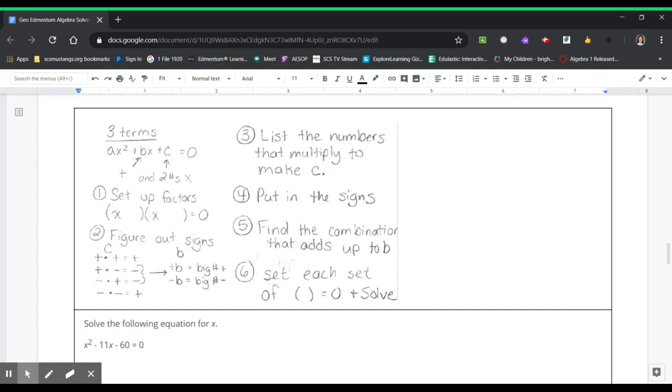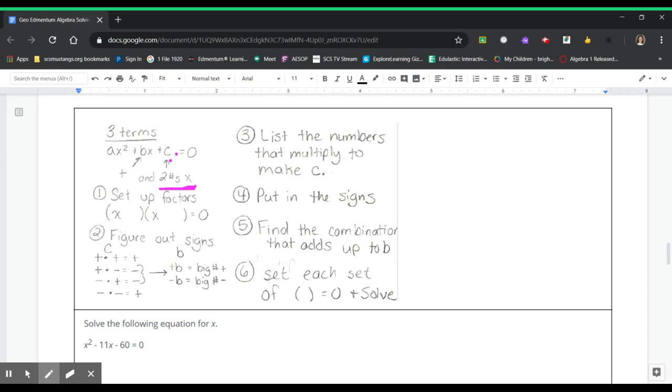So when we're looking at 3 terms and we've got our quadratic, we're looking for 2 numbers that multiply to make your third term, and it's got to be in this order. So everything's got to be set equal to 0. The term with the x squared has to come first.